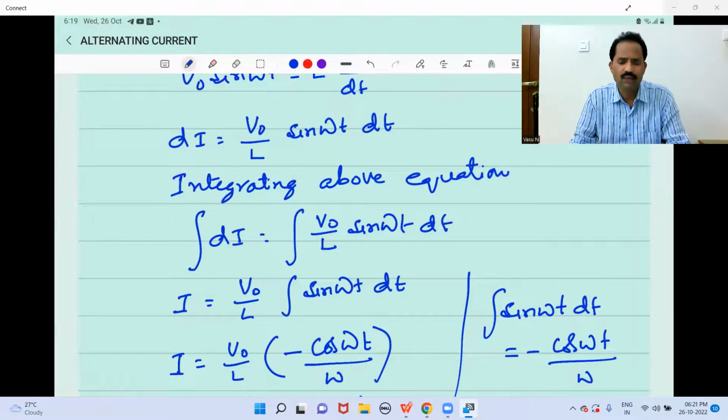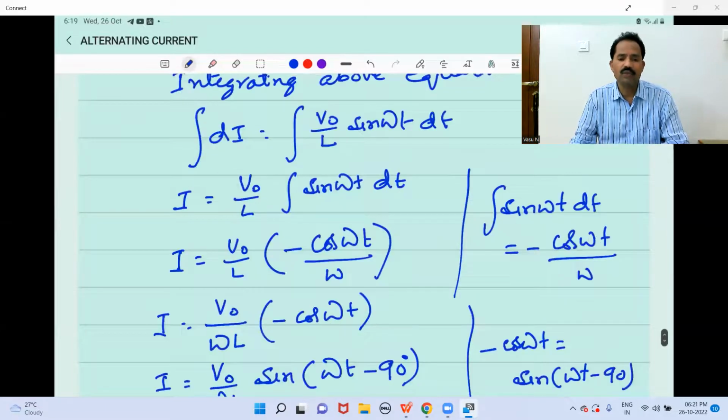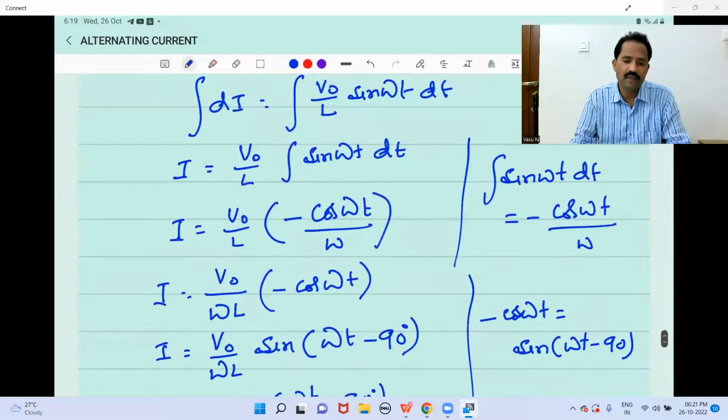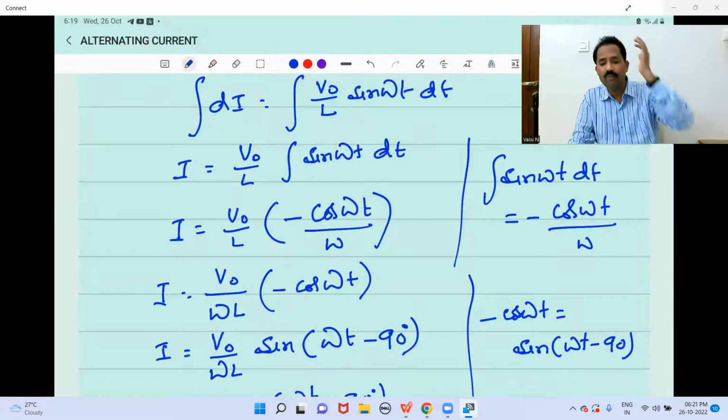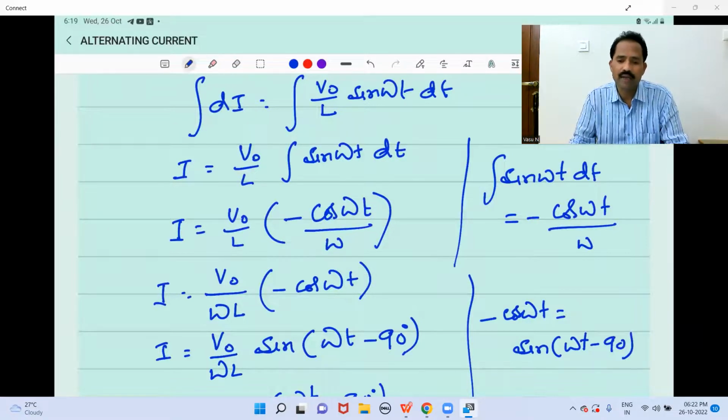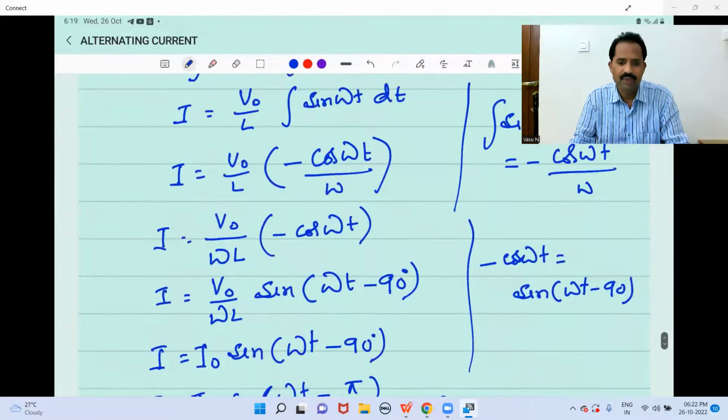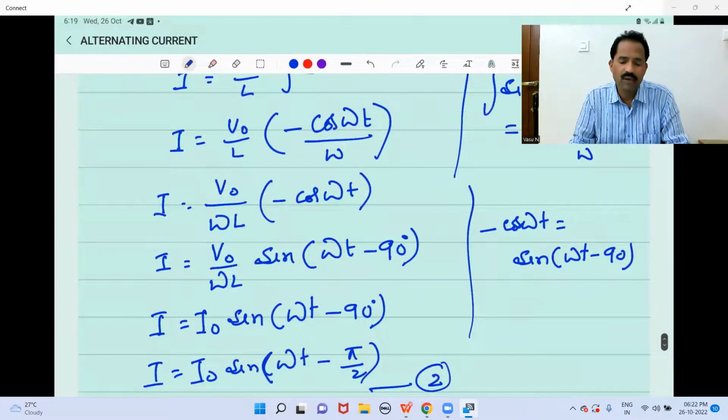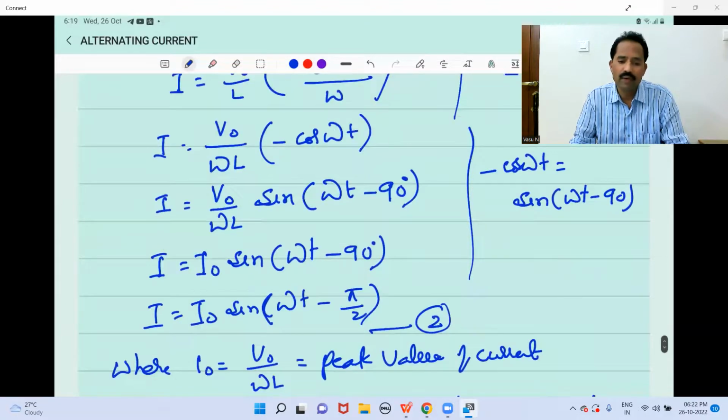The formula. Or I can rearrange this. I is equal to V naught by omega L into minus cos omega t. Now it can be rewritten as I is equal to V naught by omega L sin of omega t minus 90 degree, because minus cos omega t can now be written as sin of omega t minus 90 degree. Okay. Now I is equal to, let us say, I naught sin of omega t minus 90, or I is equal to I naught sin of omega t minus pi by 2. What is called I naught? V naught by omega L is called peak value of current induced.